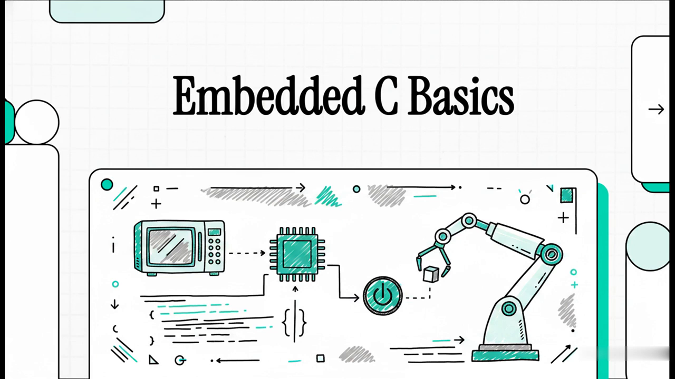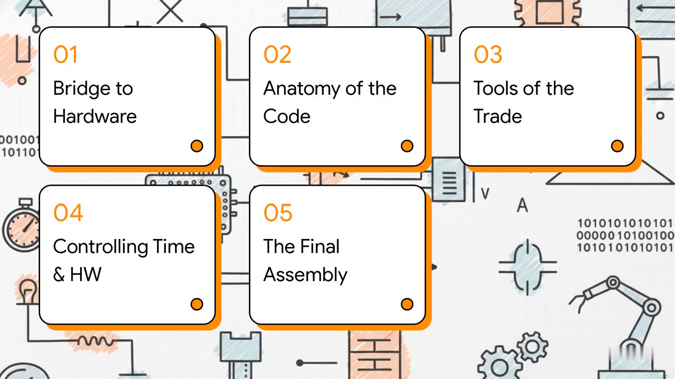It's code. Specifically, it's embedded programming. And today, we're going to walk through a step-by-step beginner's tutorial to get you fully equipped and started. To keep things manageable, we're going to follow a clear roadmap today. We'll start with the bridge to hardware, look at the anatomy of the code, equip ourselves with the tools of the trade, learn to control time and hardware, and then wrap it all up with the final assembly.